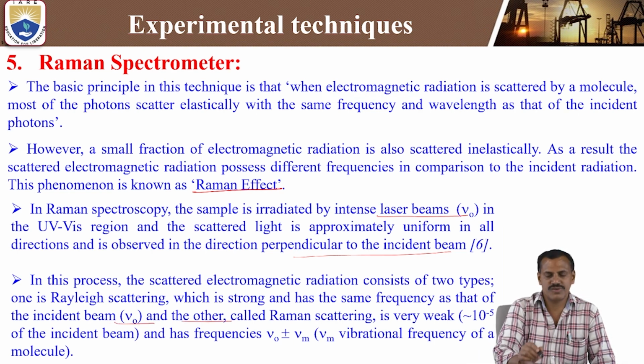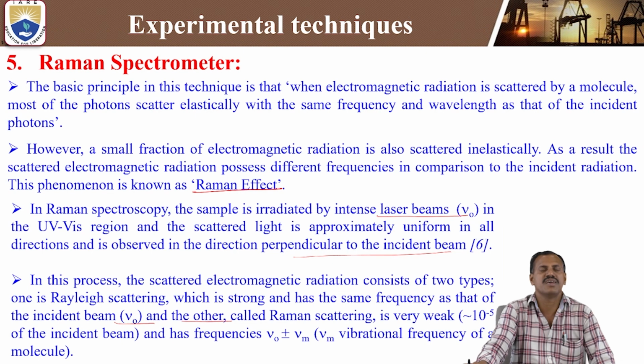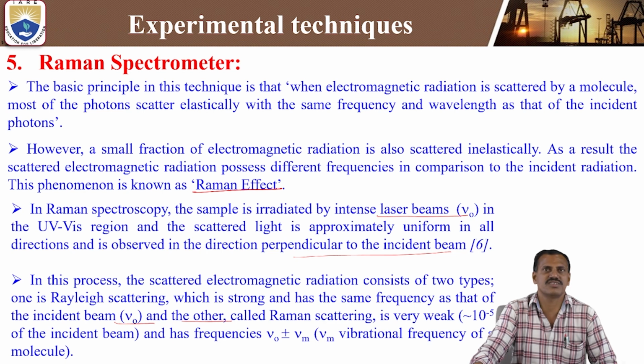In the Raman spectrometer, we observe the Stokes and anti-Stokes, which is the Raman scattering. It is very weak, about 10 power minus 5 of the incident beam, and its frequency is mu naught plus or minus mu m, where mu m is the vibrational frequency of a molecule. Raman spectroscopy is mainly used to study the phonon bands, for example of a glassy sample or ceramic sample. For any sample, we can measure the vibrational frequency using Raman scattering.